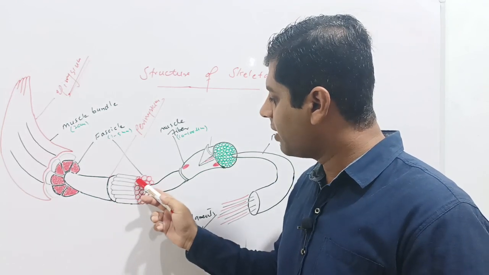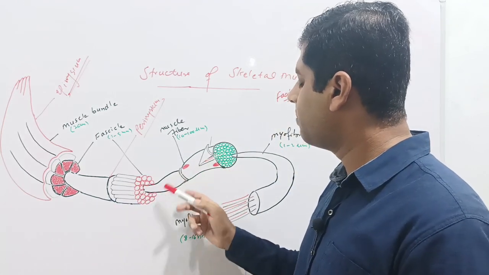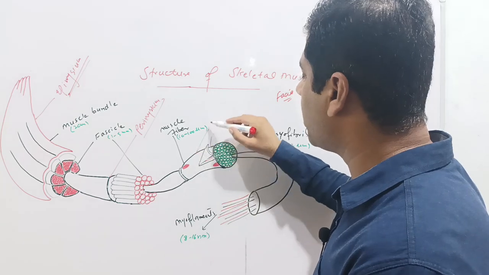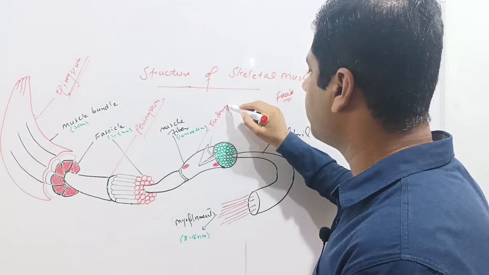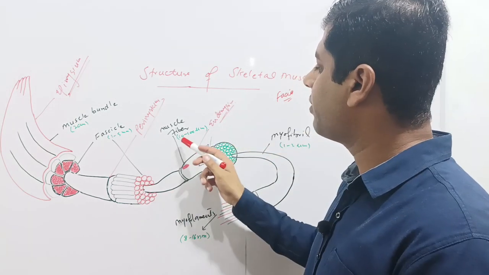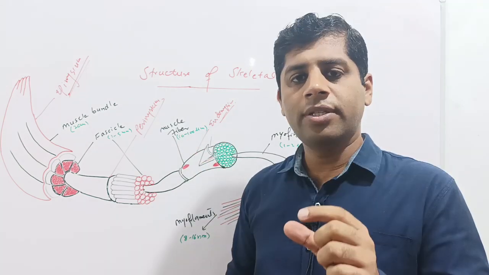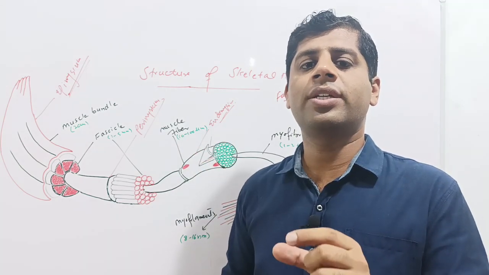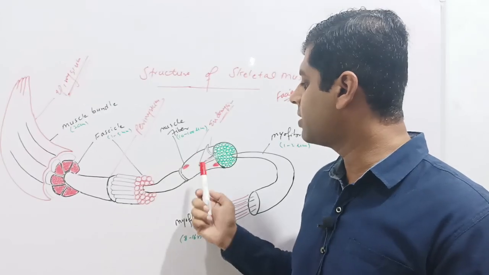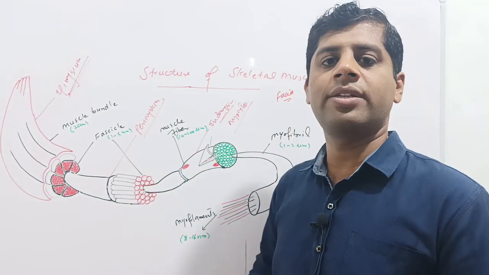And in each fascicle, this is called the muscle fiber. And the muscle fiber is protected by a layer of connective tissue called endomysium. The diameter of the muscle fiber is 10 to 100 micrometer. This is the basic contractile unit of the muscle, so we can say that the muscle fibers are the cells of muscles. Fibers are also called myocytes, the cells of the muscles.